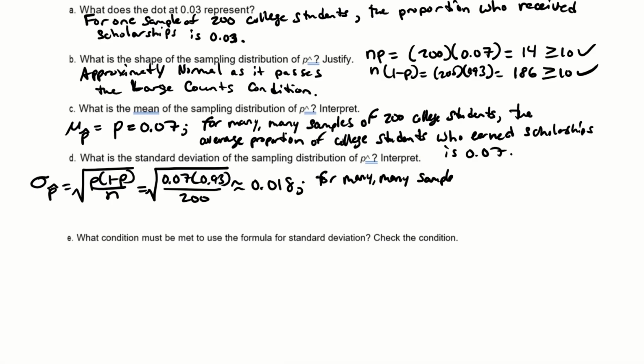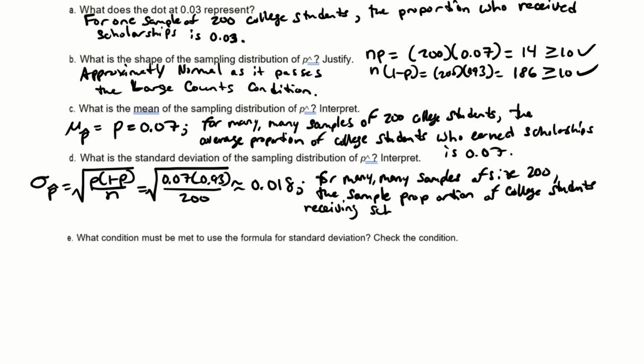For many, many samples of size 200, the sample proportion of college students receiving scholarships typically varies by 0.018 from the mean, or the true proportion, of 0.07. Okay, so there you go.